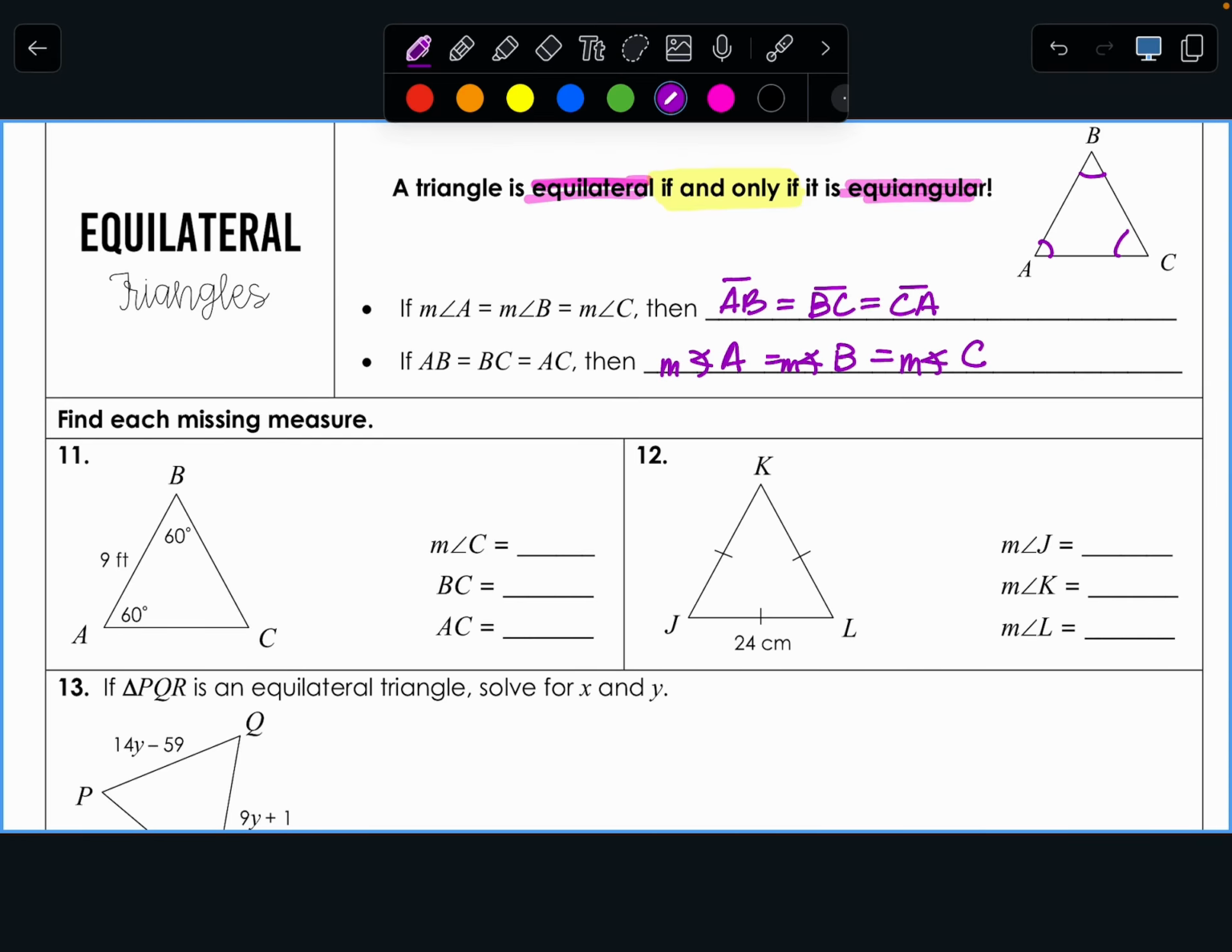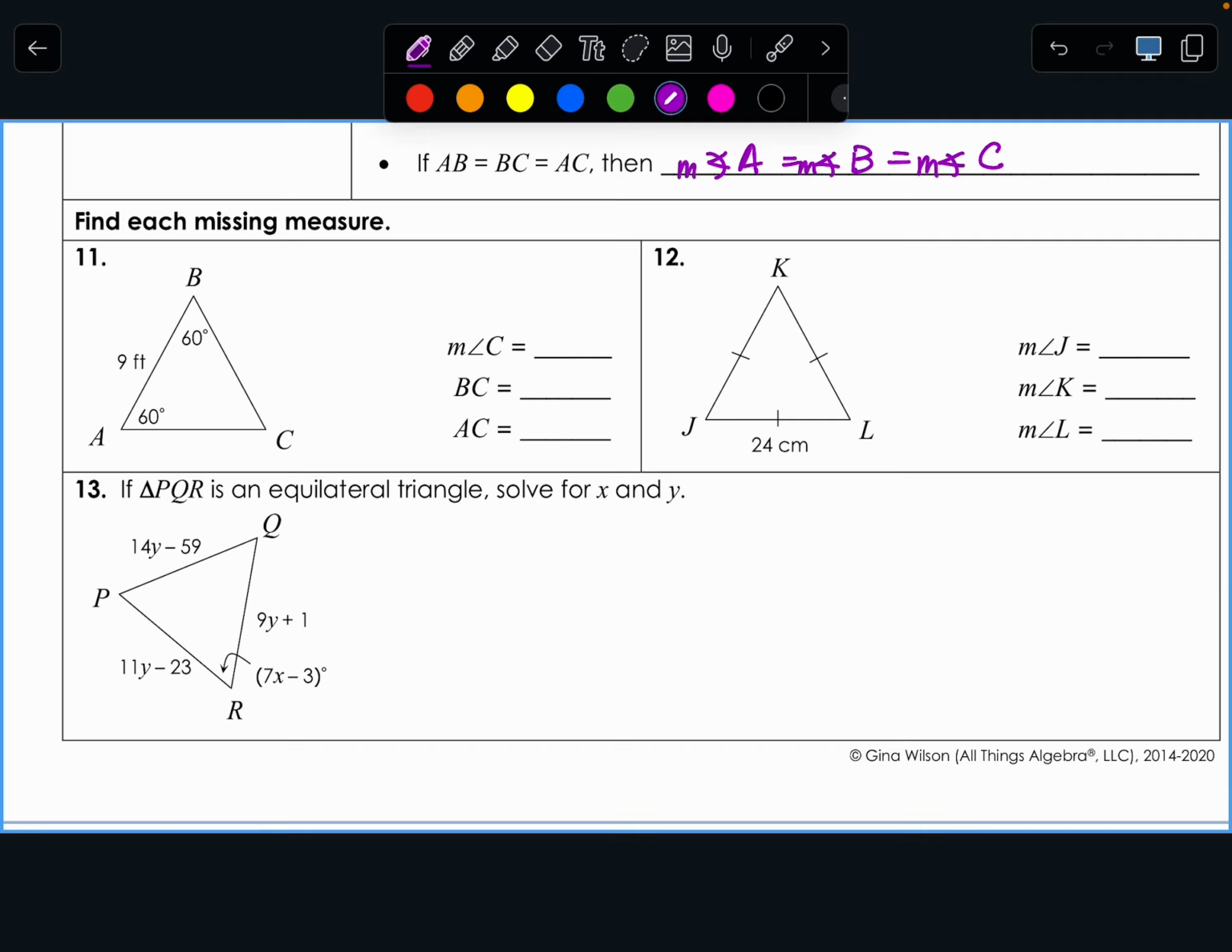So, the first two are super easy. When you look at number 11, how much is angle C? 60? I'm going to let you in on a little secret. Equilateral triangles only have 60-degree angles. That's the only thing it can be. If they're all the same, the only thing is 180 divided by 3, which is 60. So 180 degrees divided by 3 angles. All equilateral triangles have 60-degree angles. All 3.